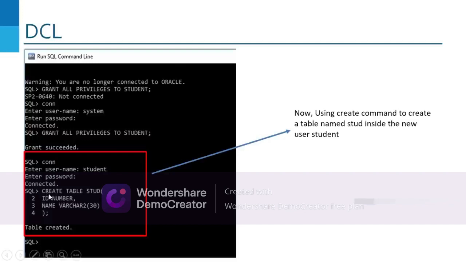So now we are trying to access the student user connection. It's connected and we are creating a table stud with two things, ID and name, ID being a number and name being a varchar. That means now if I go back to my Oracle database, the port number 8080, and log into the student database, I will be able to find this stud table.